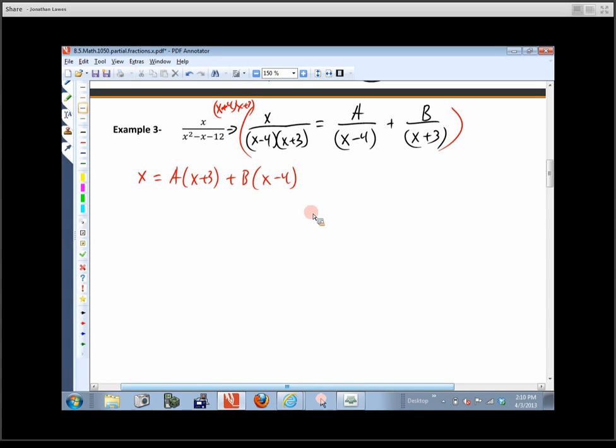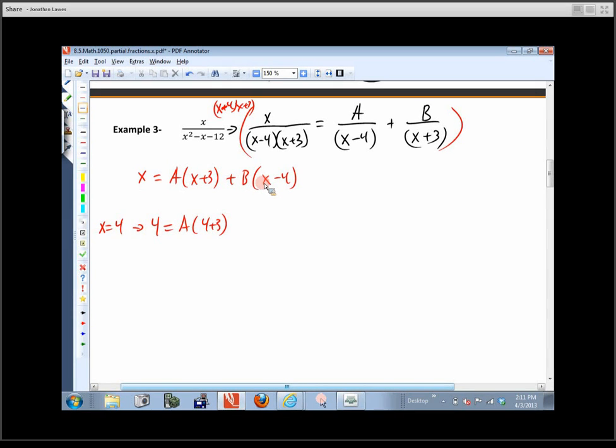This is going to be your mainstay technique. This is what you're going to use most of the time. If there are any convenient zeros, plug them in first. So do I have a convenient zero to plug in? Okay, let's do 4 first. If I plug in a 4, here's what I get. I get 4 equals a times 4 plus 3.